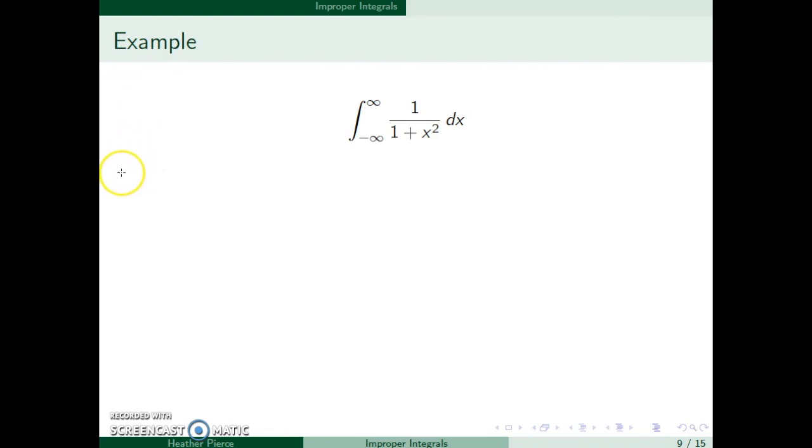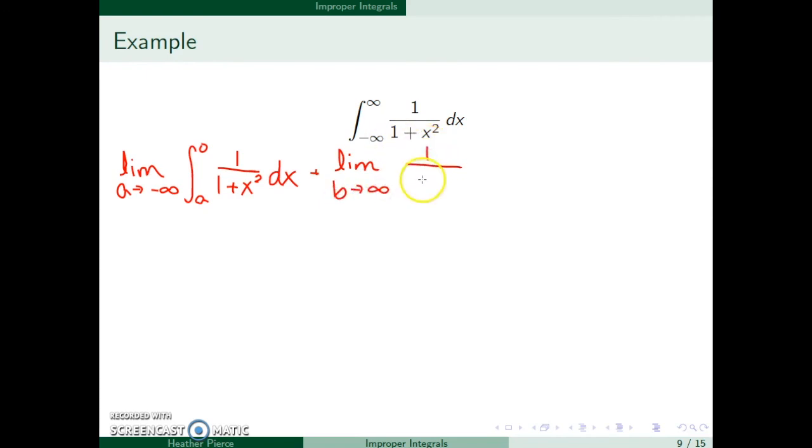So this is the limit as a goes to negative infinity of the integral from a to, and we'll go ahead and break this up at 0, of 1 over 1 plus x squared dx, plus the limit as b goes to infinity of the integral from 0 to b of 1 over 1 plus x squared dx. And the integral of 1 over 1 plus x squared is inverse tangent.